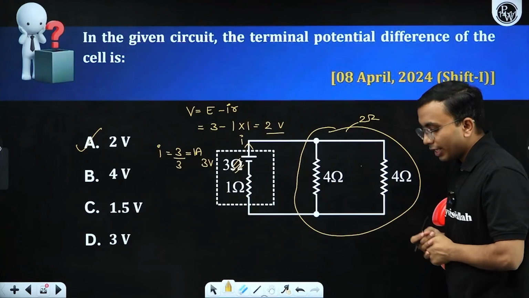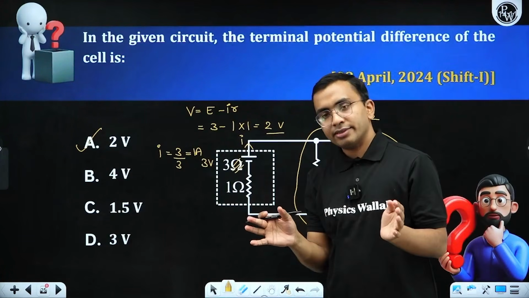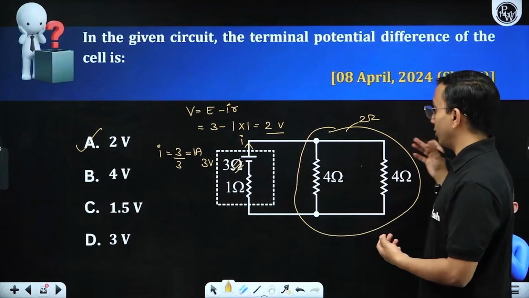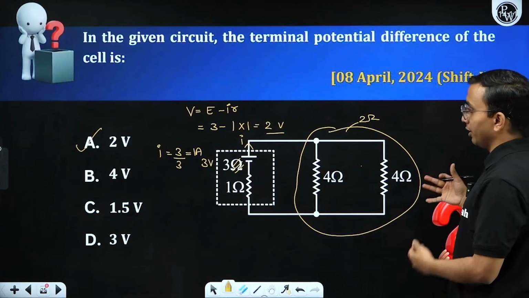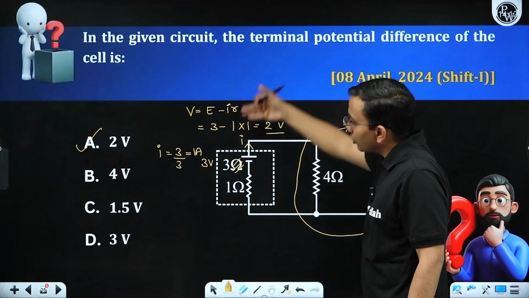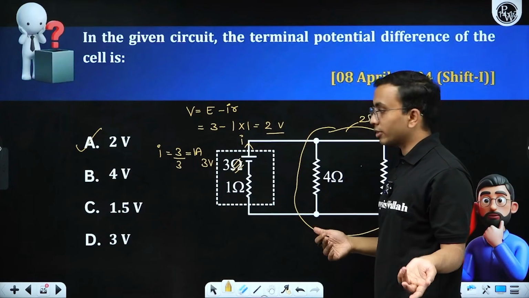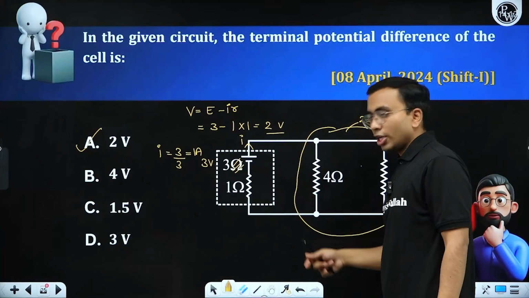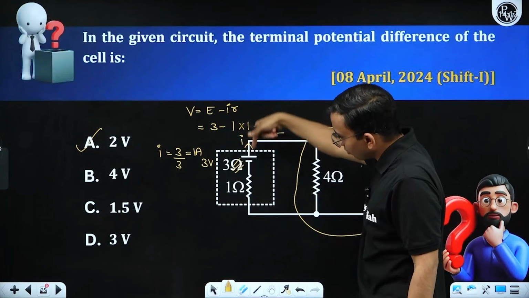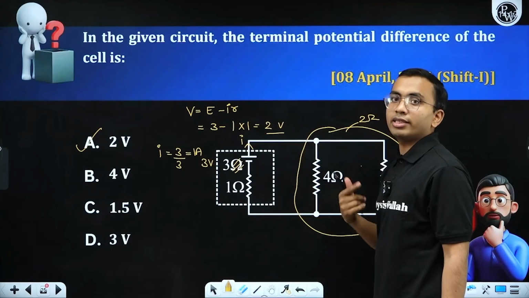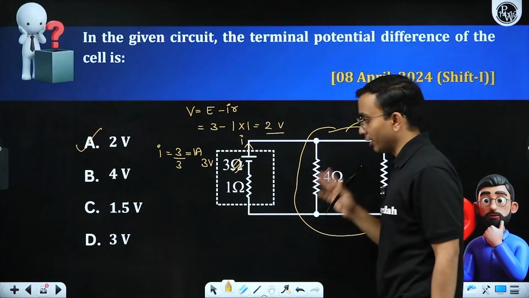Now it may happen that in a circuit there are 2 batteries. Let us take if there is another battery here, and that battery is charging this battery. How will we get to know whether it is charging or discharging? Solve for the current. If the current is entering from the positive terminal, it means the battery is getting charged. So that you can identify.